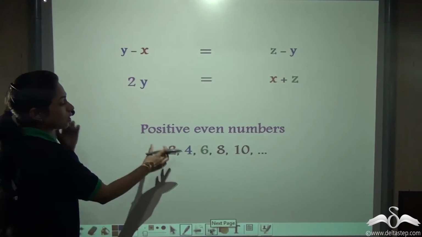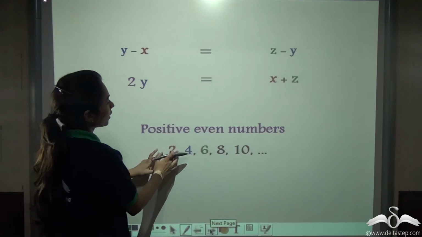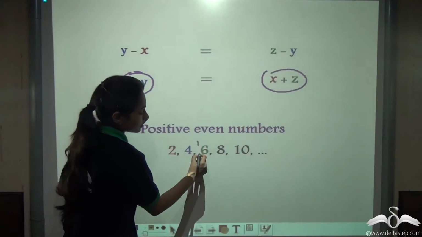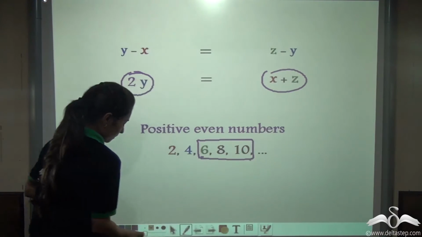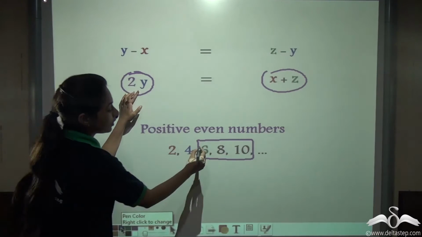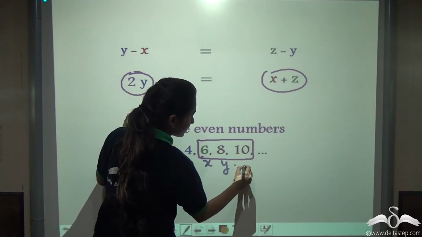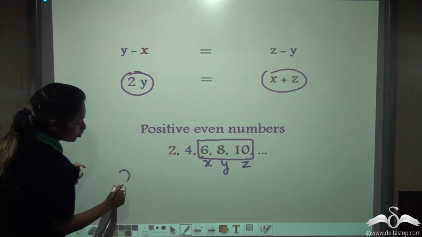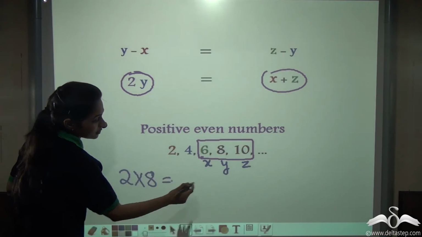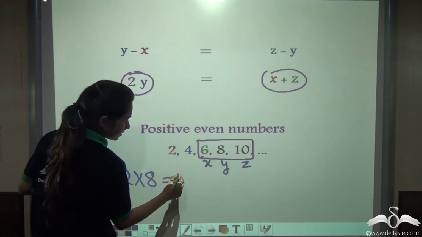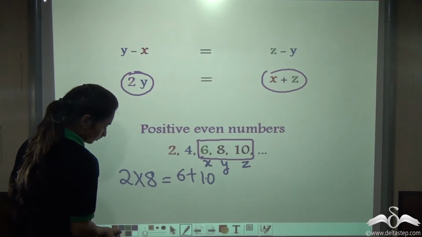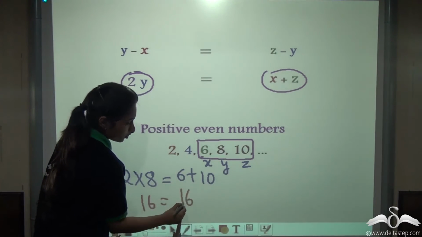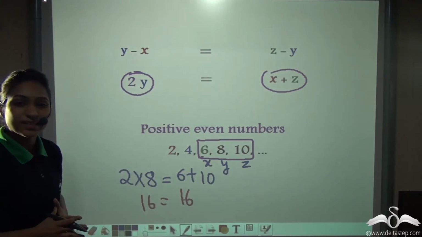Let us see if this works out in these even positive numbers. Here we mean 2y will be equal to x plus z. Let's take any 3 numbers, say 6, 8 and 10. So let us take 6 as x, 8 as y and z as 10. Then find out whether this is being fulfilled or not. 2 into 8 shall give us x plus z, that is 6 plus 10. Is this true? 2 into 8, 16, and 6 plus 10, 16. So that means this holds true for any AP series.